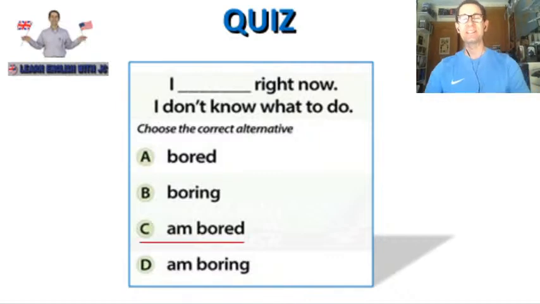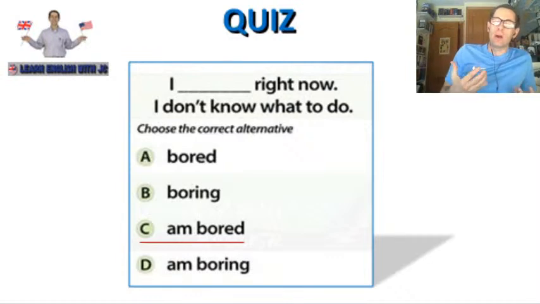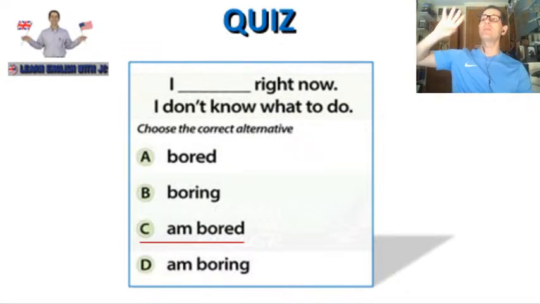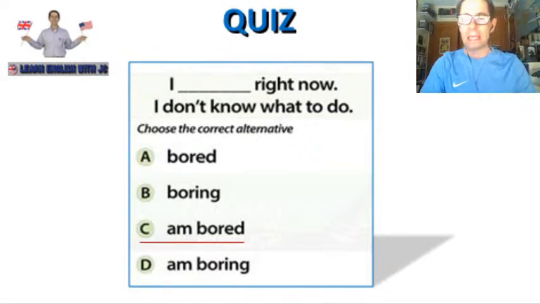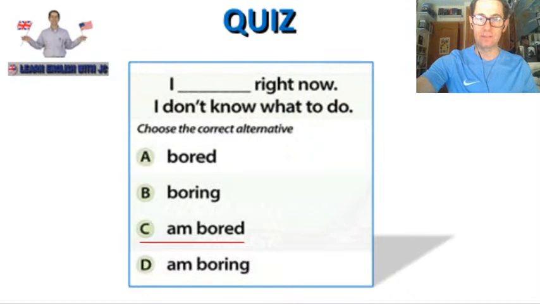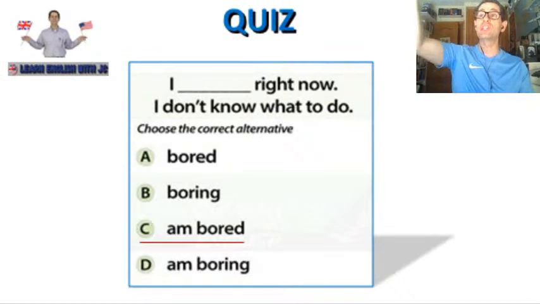Ladies and gentlemen, the correct answer is Charlie. Why? Because when it is your condition, you use ed. I am bored right now. It is how you feel. When it is something internal you're feeling, you use ed. When you are describing a person or a thing, you say ing, describing the way the person is or the way the thing is. But when you use your feeling, I am bored, that is a feeling. Now, I am boring, it is my personality, it's not my feeling. Or she is boring.